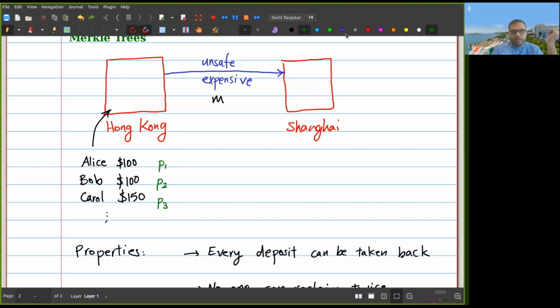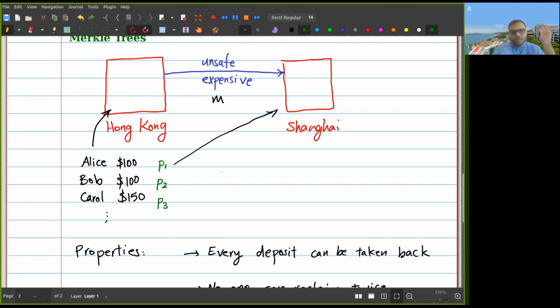But then the idea is that later on, like in the evening, you send this one message M from this branch to the other branch. And then maybe the next day or the next week, these people should be able to go to the other branch and give this proof to this other branch. So let's say Alice gives P1 to the Shanghai branch, and then this branch should be able to verify that Alice actually deposited $100 in Hong Kong. Okay.